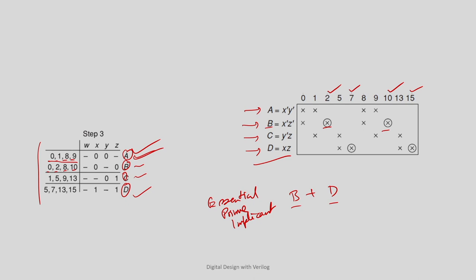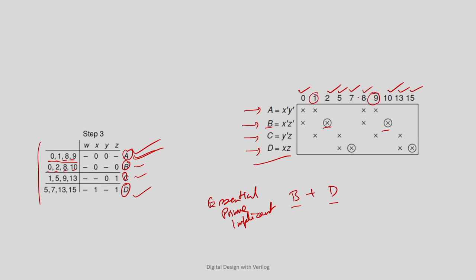If I pick B, that also covers 0 and 8 as well. If I pick D, that also covers 5 and 13 as well. So that means if I pick B and D, they have already covered these 8 min terms. The only leftover are 1 and 9.